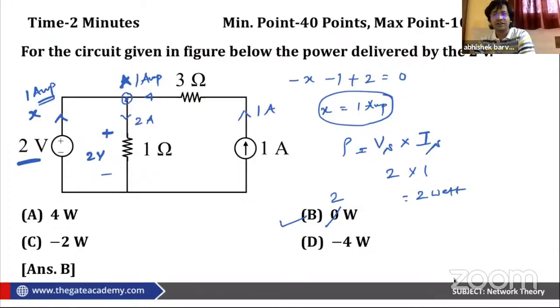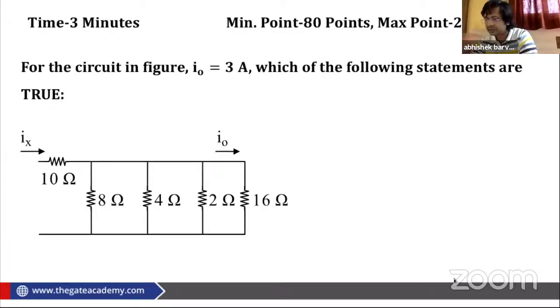So I'm sure now you have understood this problem. This was a very, very easy problem, guys. Very easy problem. Okay, let me go to the next question now. Okay, so this is the third question that I have started with. I naught is equal to 3 ampere, and they're asking you which of the following statements are correct.